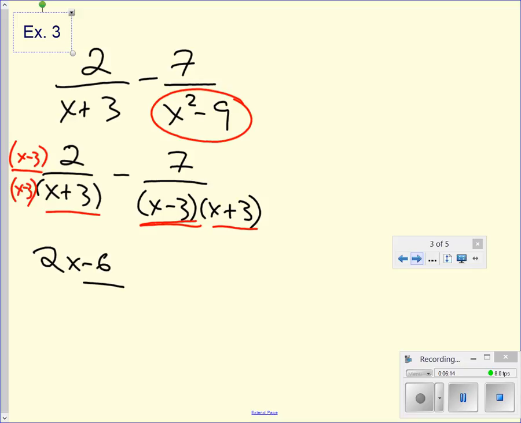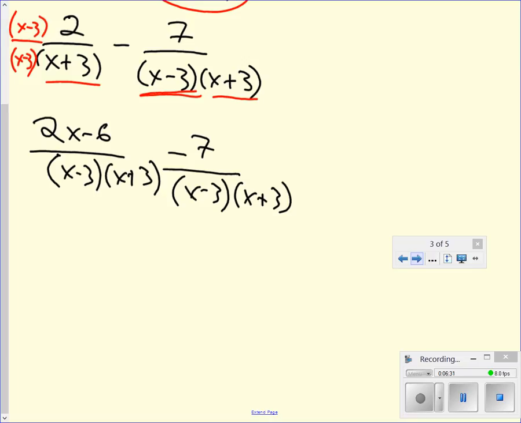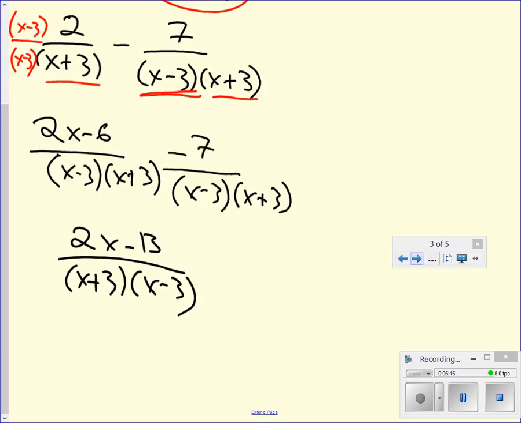(2x - 6) over (x - 3)(x + 3), minus 7(x - 3)(x + 3). So just move that up, and minus 6 minus 7, well, that's minus 13. So I got (2x - 13) over (x + 3)(x - 3). There you go. Now it's solved.